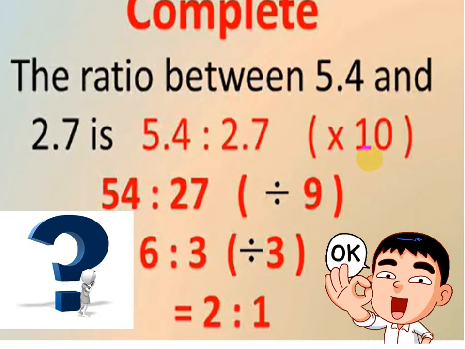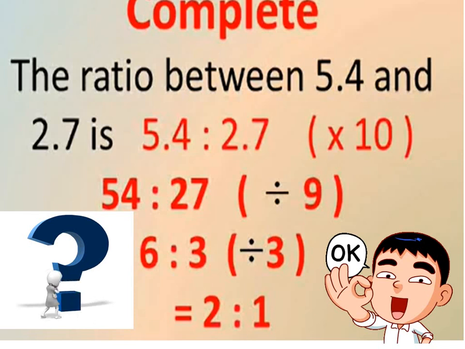2.7 times 10, you will get 27. So the two terms of the ratio must multiply by the same number. I can't multiply the first term by 10 and the second term by 100. Both of the two terms of the ratio must be multiplied by 10 to convert both of them into whole numbers.